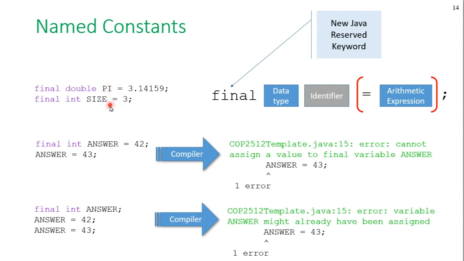And just while we are at it, the convention, which is not enforced by the compiler but is enforced by your colleagues, is that when you declare a variable as final, you spell it all uppercase.